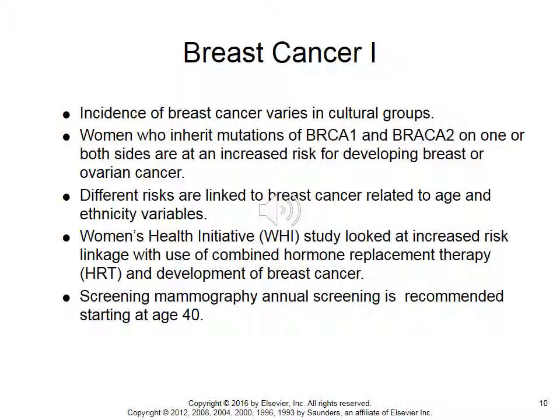The incidence of breast cancer varies among different cultures. Women who inherit the BRCA1 and BRCA2 genes are at increased risk for developing breast and/or ovarian cancer. There are different risks for breast cancer related to age and ethnicity. The Women's Health Initiative study looked at increased linkage with use of combined hormone replacement therapy or use of estrogen therapy during menopause and the development of breast cancer.